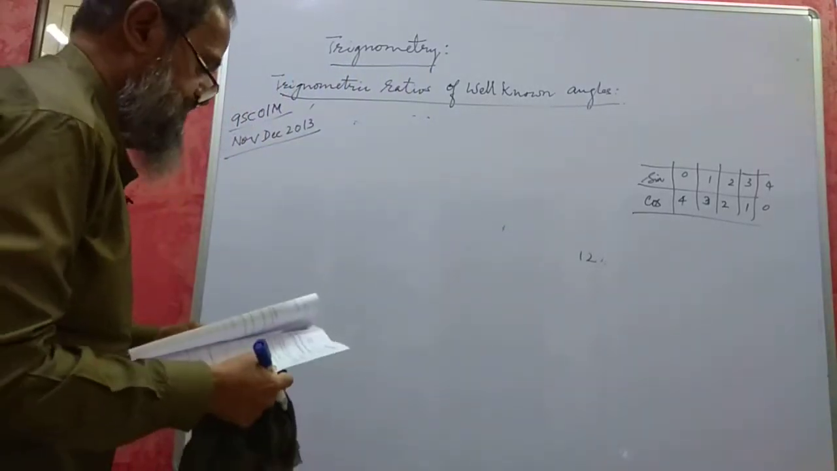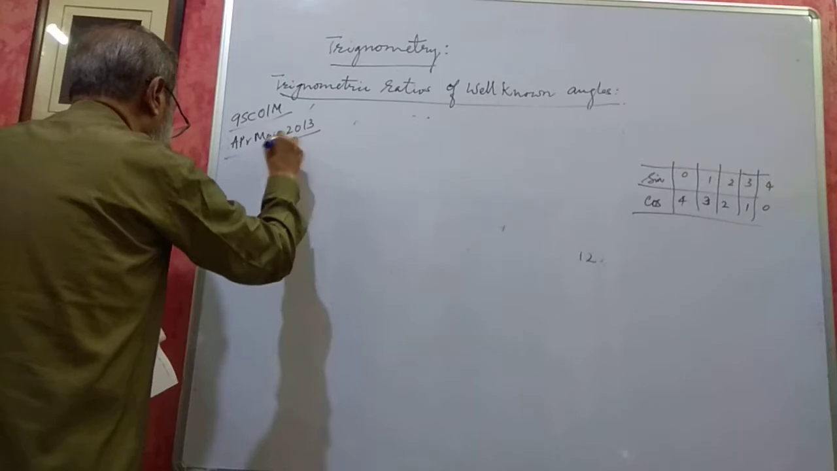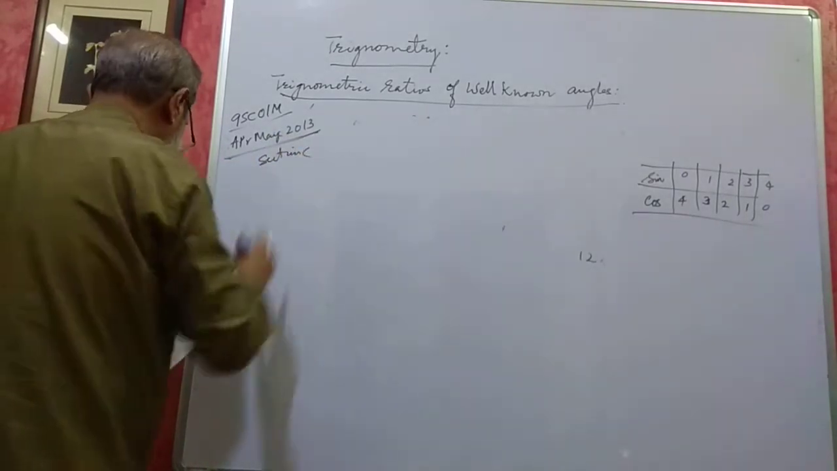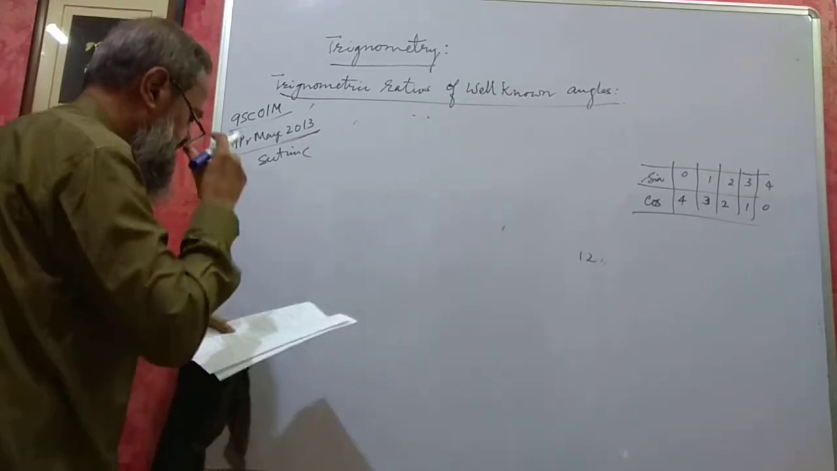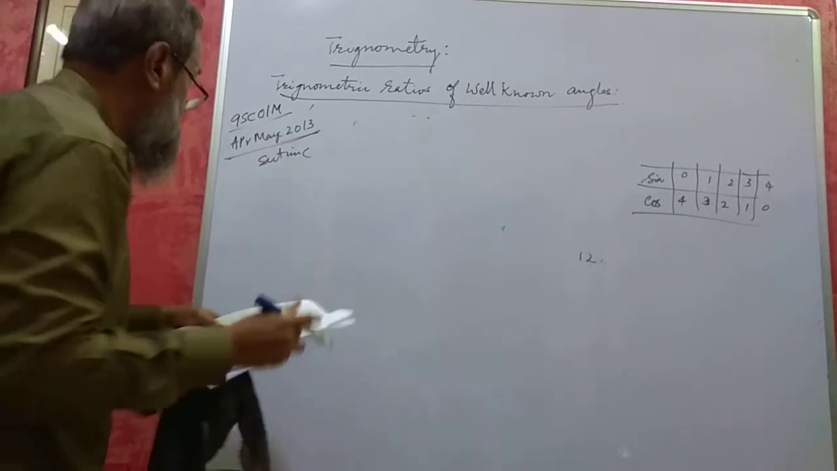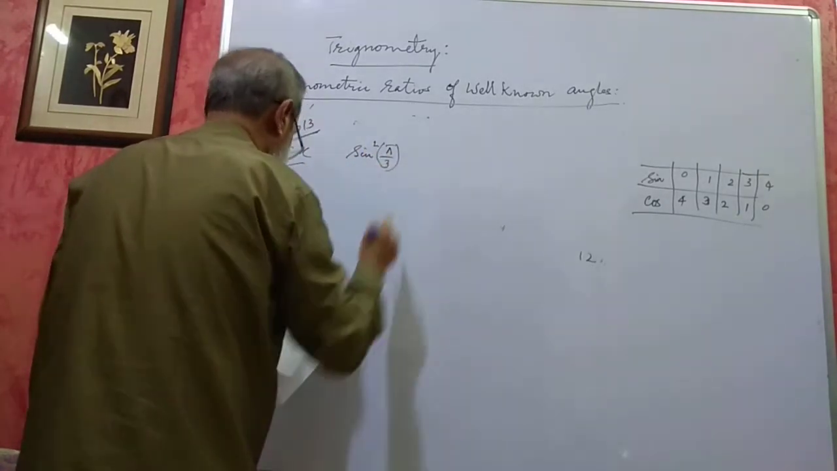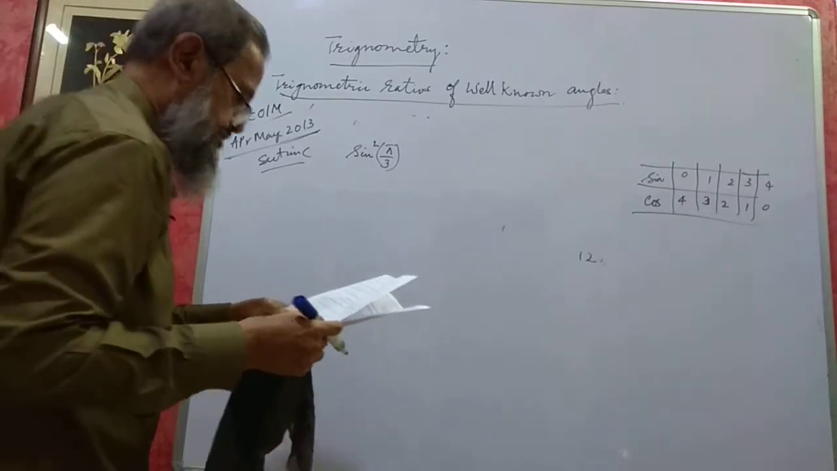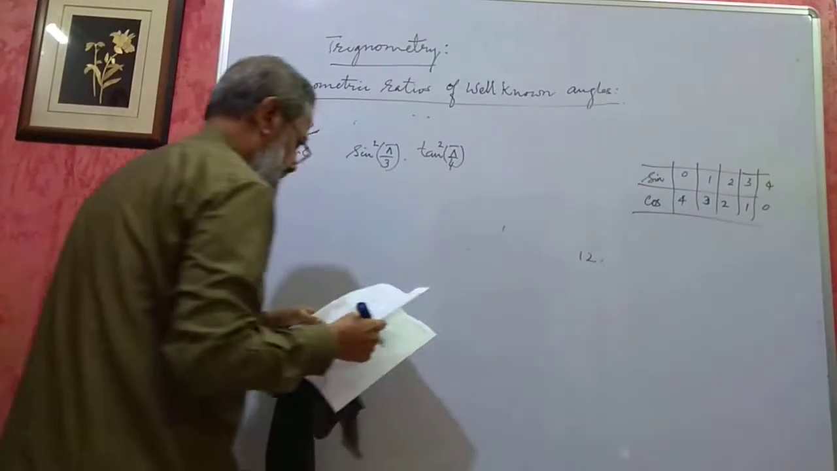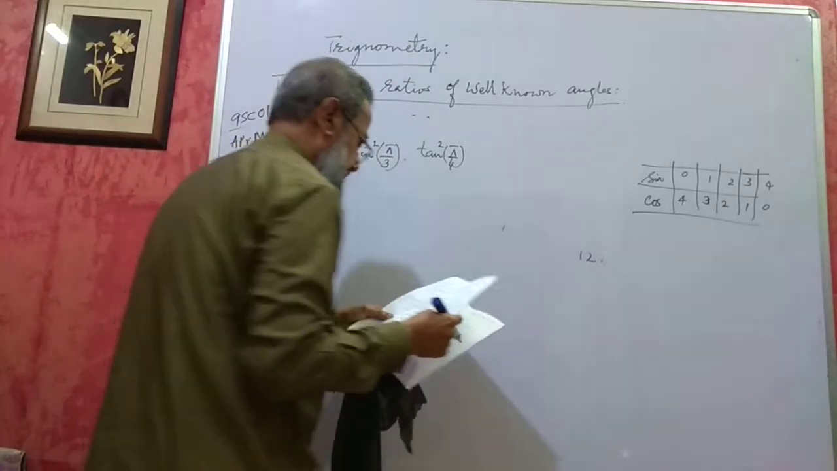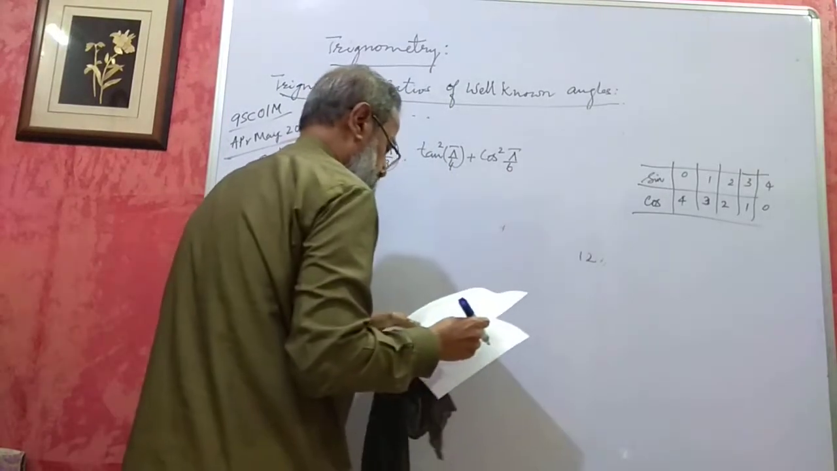I am taking a problem from April-May 2013. They are all in section C. Problem number 3. Find the simplified value of sine square pi by 3 into tan square pi by 4 plus cos square pi by 6 into cos square pi by 3.